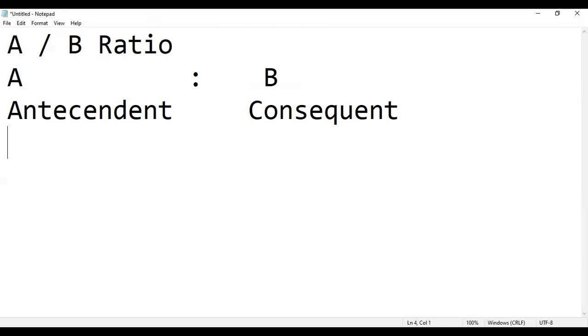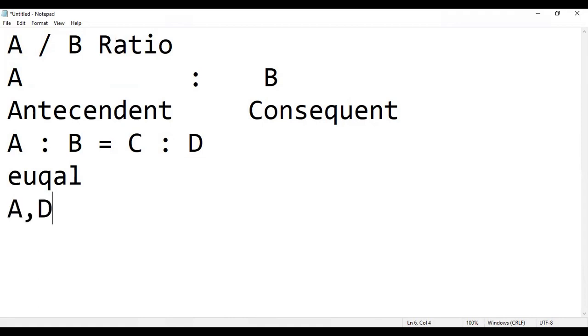So here A is to B is the first ratio and C is to D is the second ratio. Whenever two ratios are equal, we say that they are in proportion. These two are different ratios. Here A is the first quantity, B is the second quantity, C is the third quantity, and D is the fourth quantity. So whenever there are four quantities in two ratios, they are in proportion.